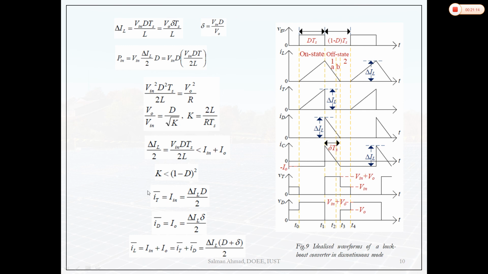Okay, similarly we can find what will be the transistor average current, what is the diode average current, and what will be the inductor average current. So based on these things we can find what will be the average values of the current. Okay, so in every problem you have to first check for the continuous operation and discontinuous mode of operation, then you have to proceed in the problem.